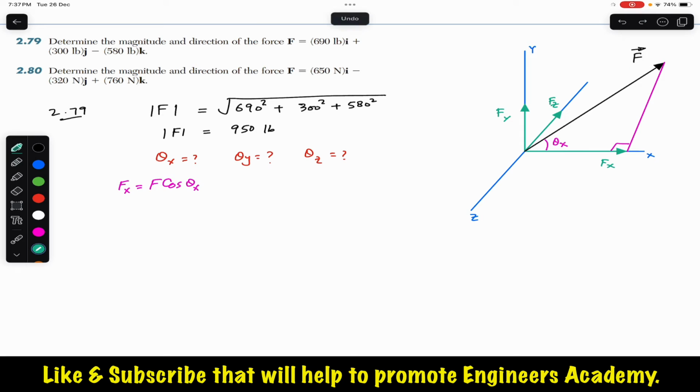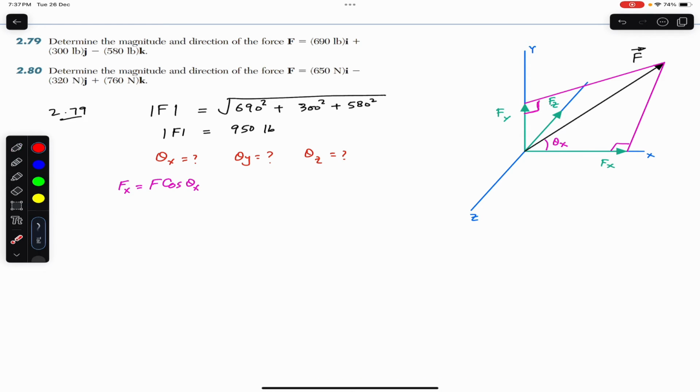Similarly, if I drop a perpendicular from this force F onto the head of f of y, let's say if we drop another perpendicular like this, and if this is making 90 degrees, and now if we consider this right angle triangle, this plane, then this angle is theta y. Let me represent this angle. This angle is theta y.